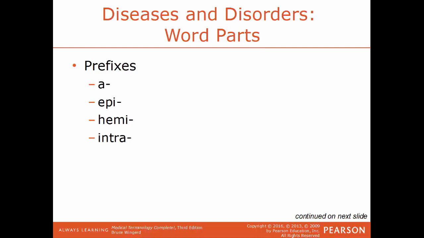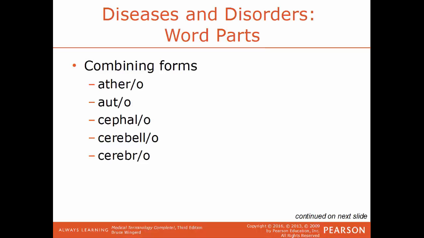Epi means above. Hemi means half. Intra means within. Mono means one. Para means nearby or locally or alongside of. Poly means more than one. Quadri means four. Some common combining forms that you'll see.